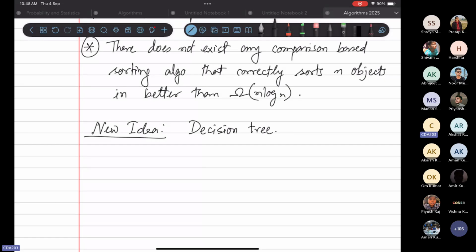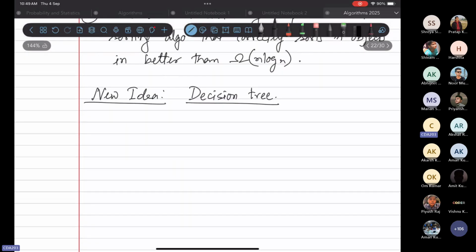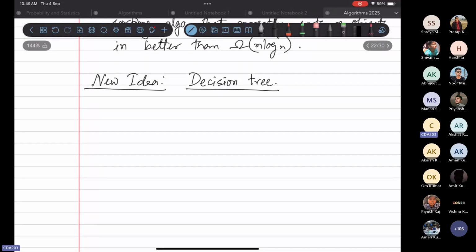So what is a decision tree? A decision tree is another way of looking at a comparison based algorithm. It's a more generic notion. Decision trees are not only for the sorting problem, they're for any kind of comparison based algorithm. For any other problem also, you can think about this decision tree.